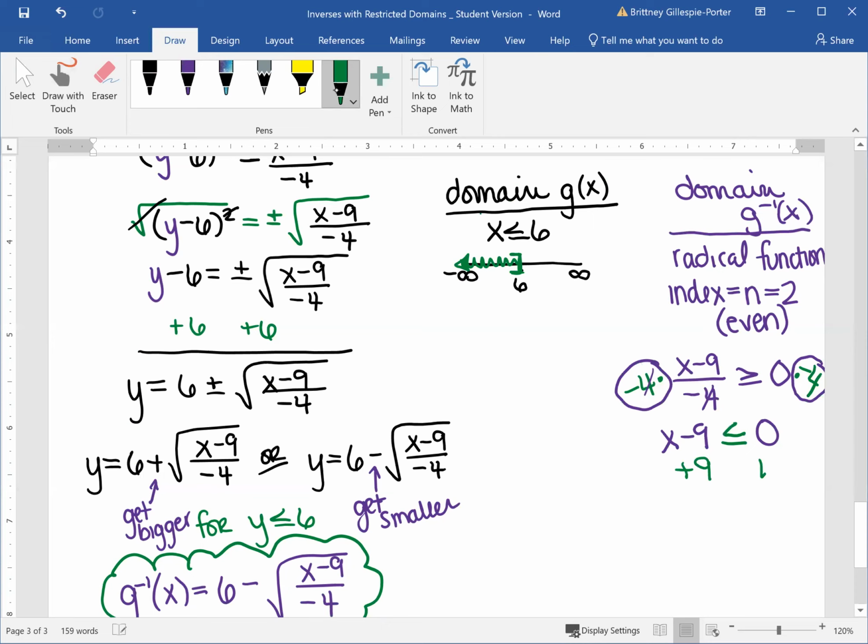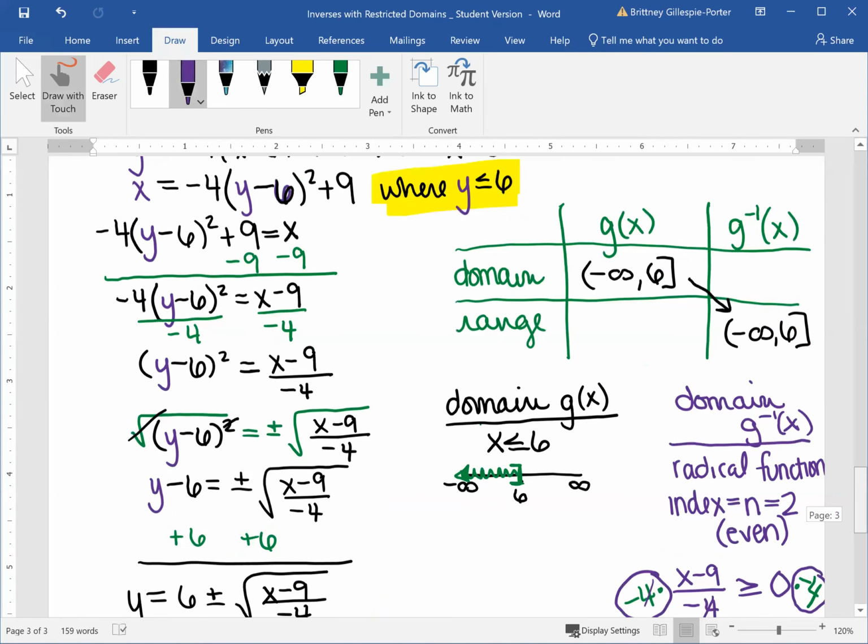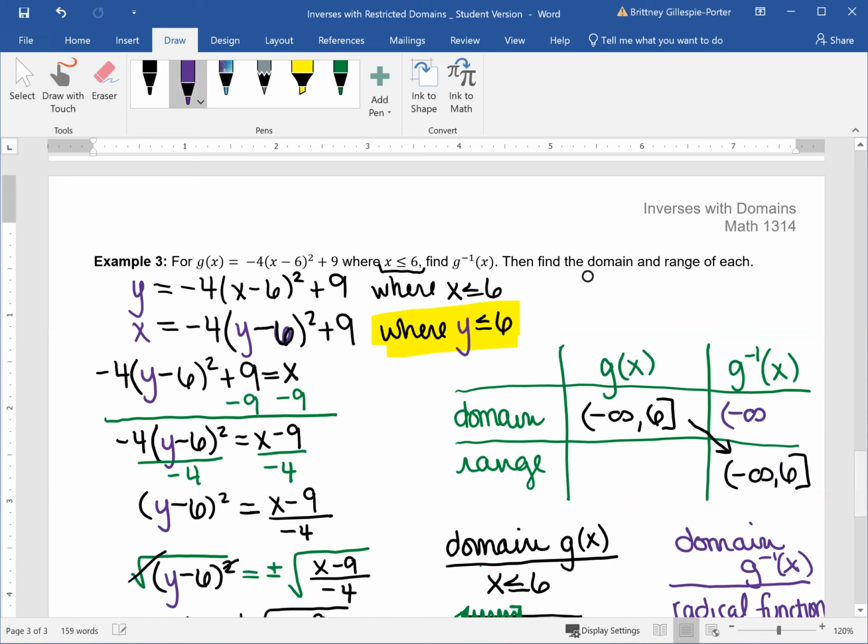Add 9 to both sides, and we get x is less than or equal to 9. If you set up your number line, we're going to have a bracket, and we're going less than 9, which means we are going smaller, so to the left. And we have negative infinity on up to 9 with a bracket. And if we found the domain of the inverse, we found the range of the original.